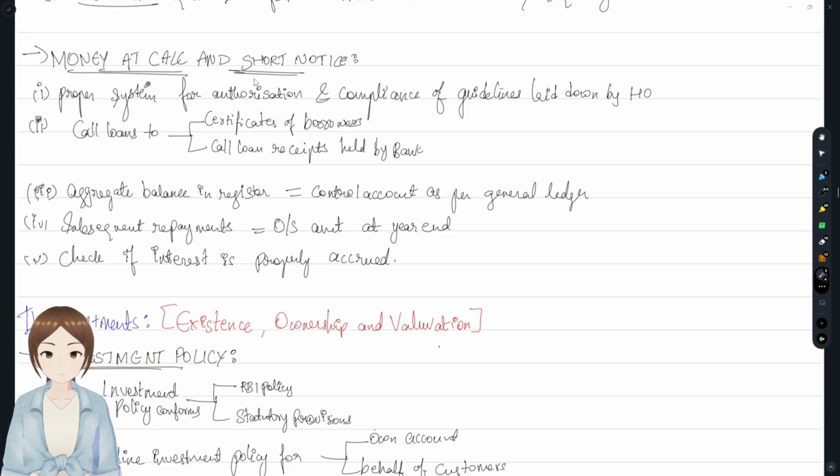And money at call or short notice, what do we have to check? We have to check whether there's a proper system for authorization and compliance with guidance laid down by HO. You see, call loans taken by the bank have to be tallied with what?